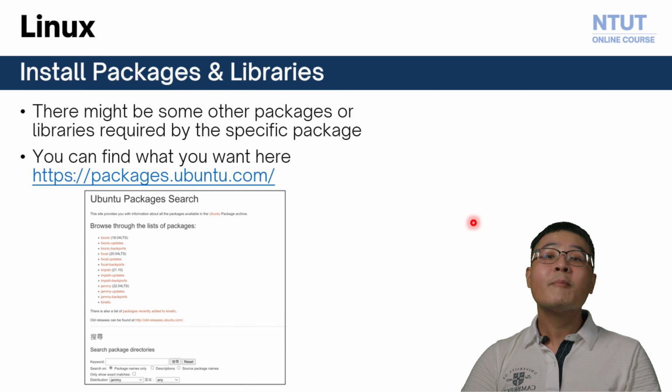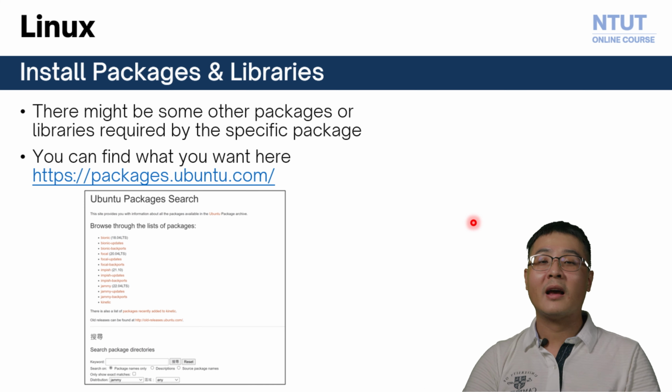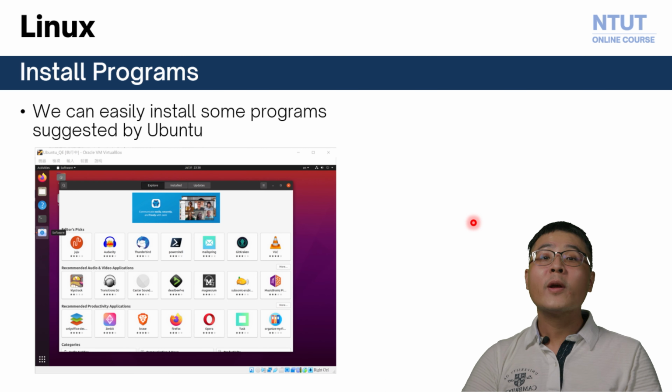And there might be some other packages or libraries required by the specific package you want to install. So if you know the name, or part of the name, you can find what you want in the below website, the package searching engine suggested by Ubuntu. If you know the name, just type the name, and you can find the corresponding packages and libraries as you want.